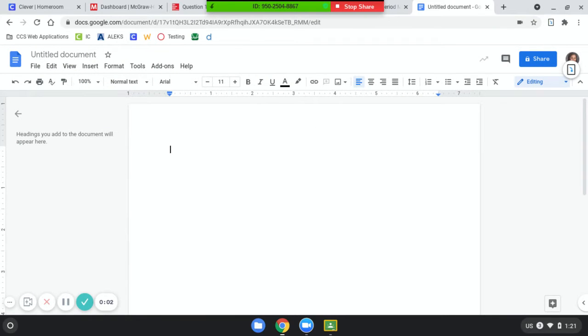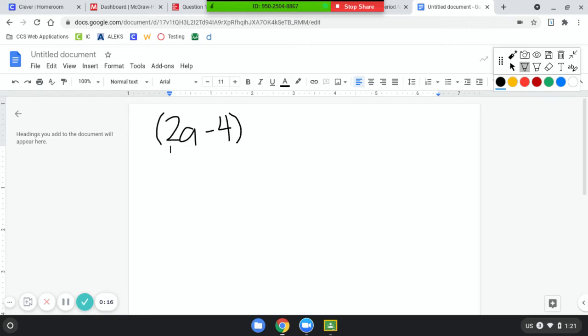All right, so the first problem that we're going to multiply here is going to be 2a minus 4 times, so another parenthesis, 3a plus 5.